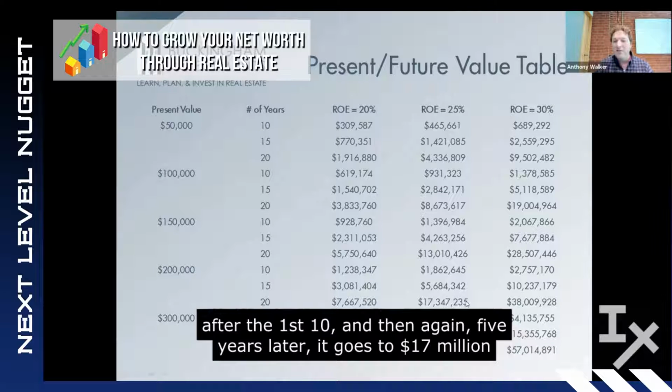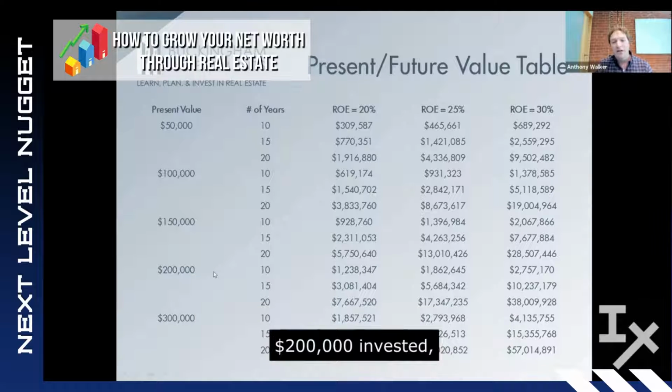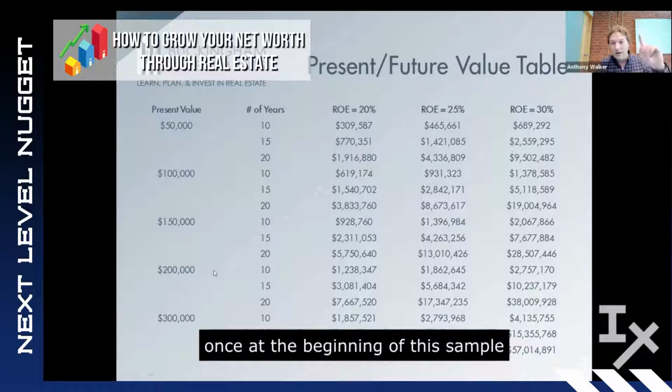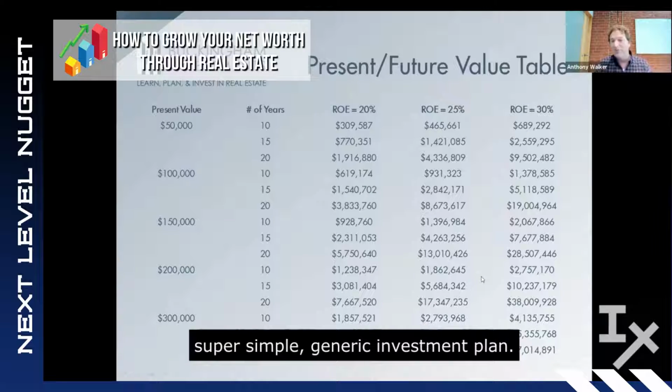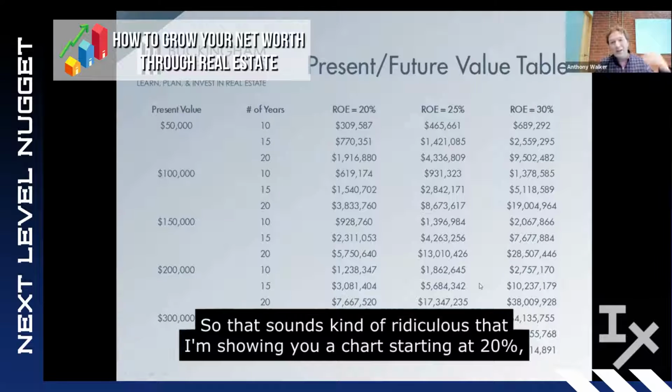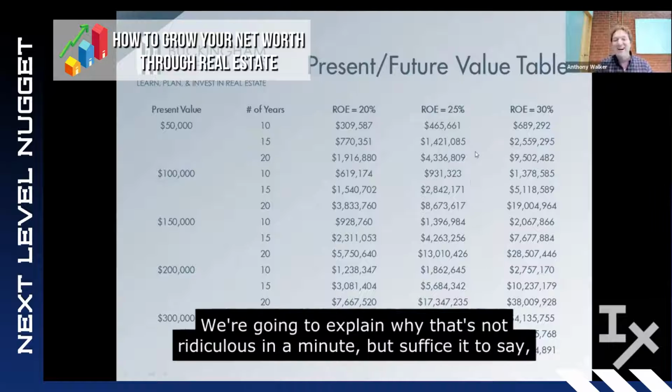And then again, 5 years later, it goes to $17 million from only $200,000 invested once at the beginning of this super simple generic investment plan. So that sounds kind of ridiculous that I'm showing you a chart starting at 20% ROE. We're going to explain why that's not ridiculous in a minute.